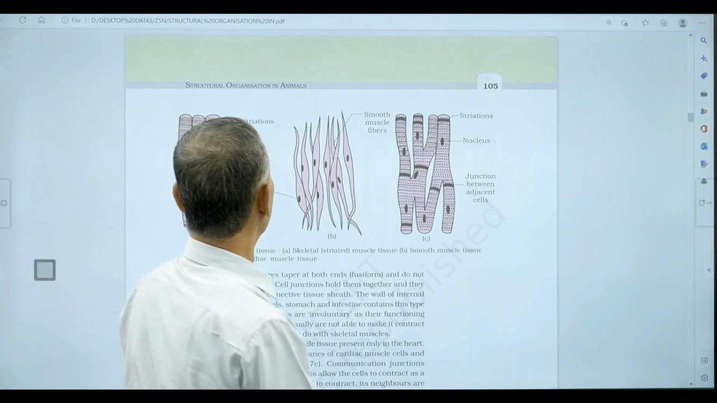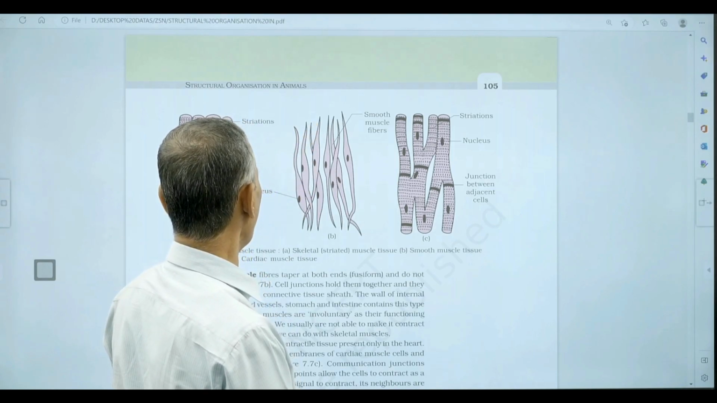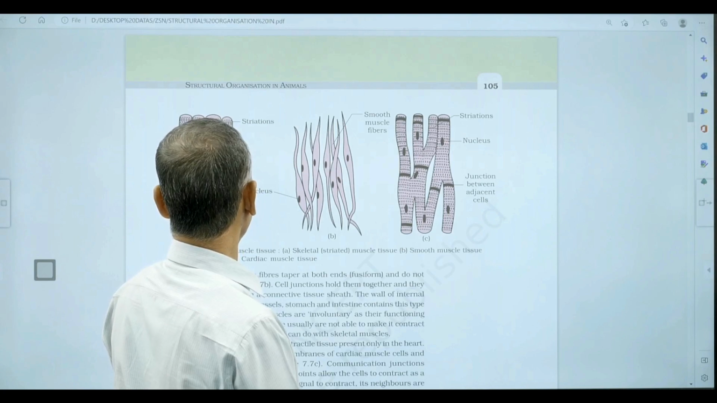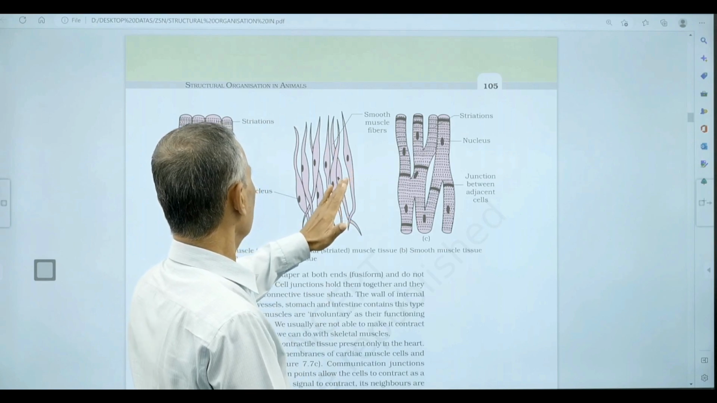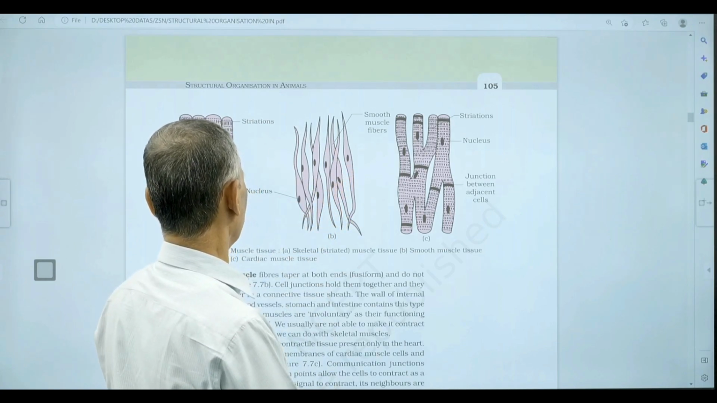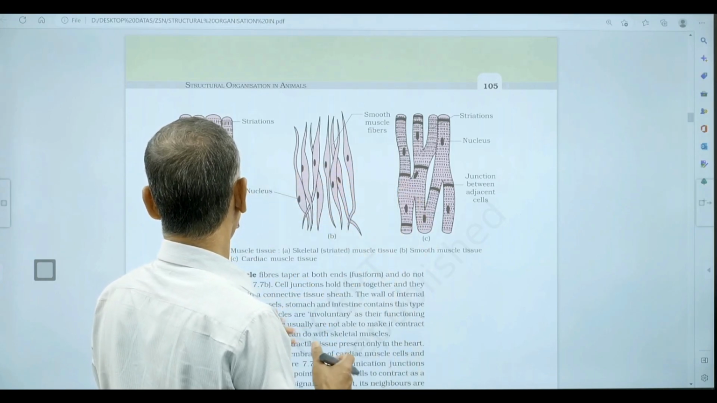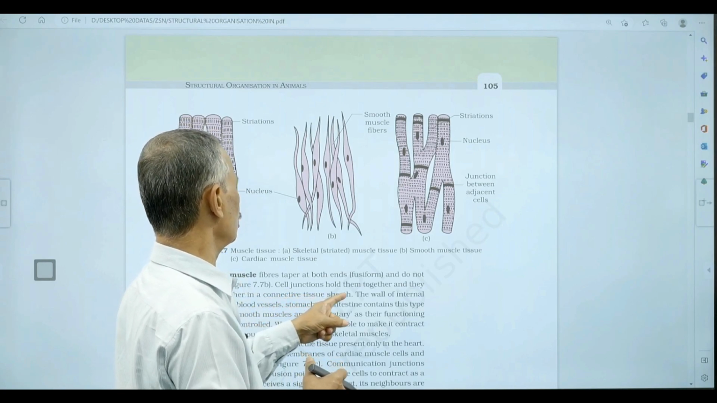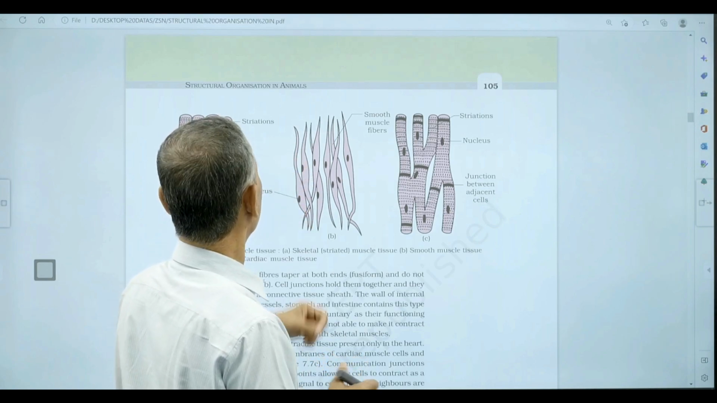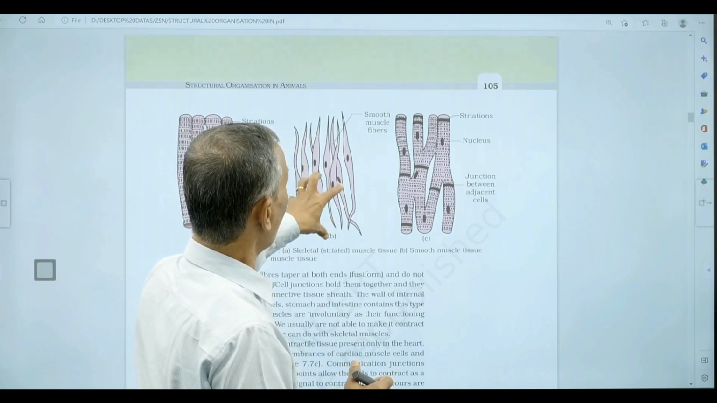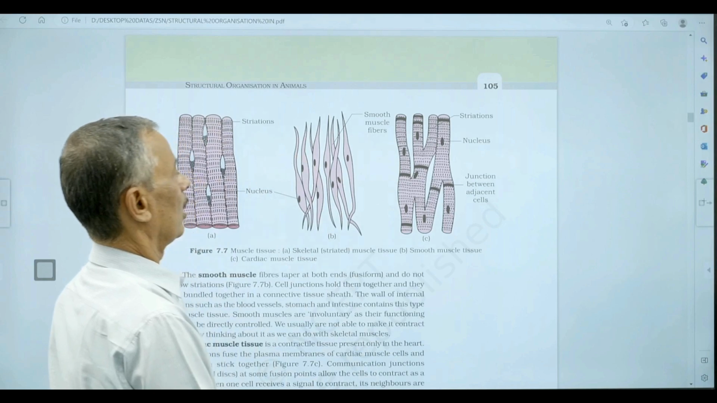Smooth muscles have a spindle-shaped or fusiform body, and they don't show striations. Since striations are absent, they are called non-striated muscles. It is the cell junctions that hold them together, and they are bundled together in a connective tissue sheath. So the packing is slightly different. They are present within the walls of the internal organs, the visceral organs, so they are called visceral muscles.